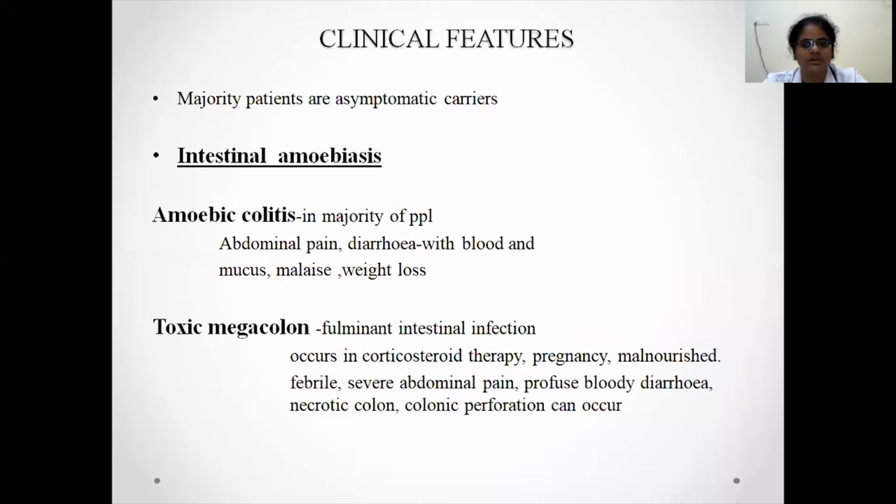But in toxic megacolon, it's a fulminant disease. The patient will present with high spikes of fever, severe abdominal pain, and profuse bloody diarrhea. There can be a necrotic colon, and colonic perforation is also very high in these cases of toxic megacolon.